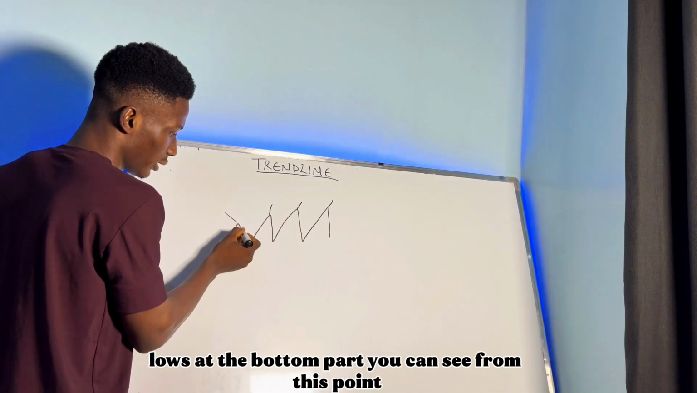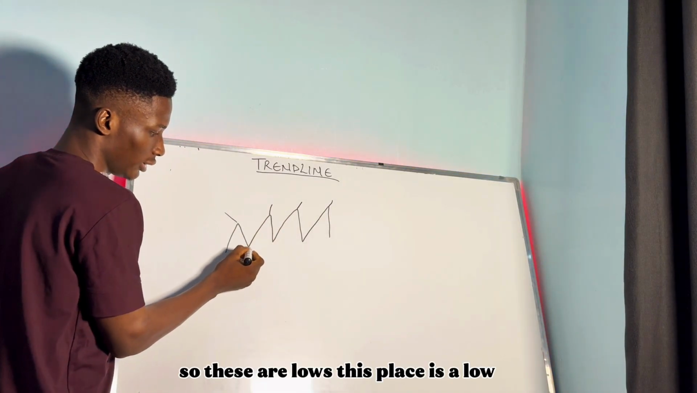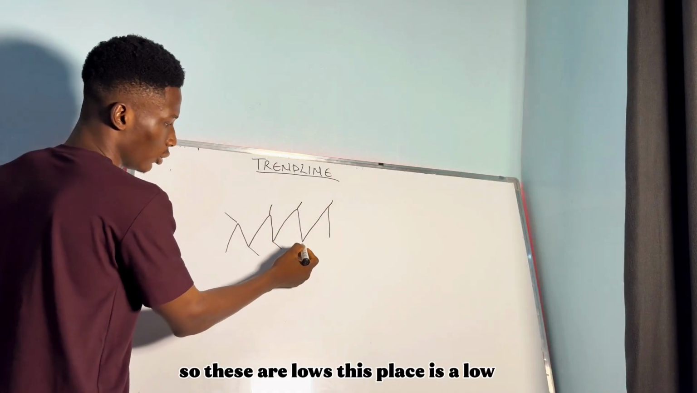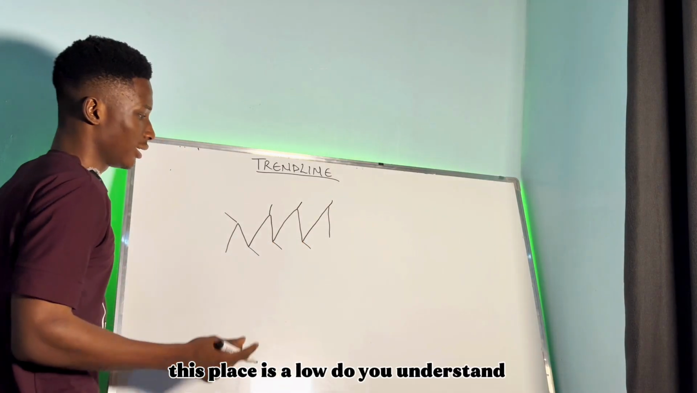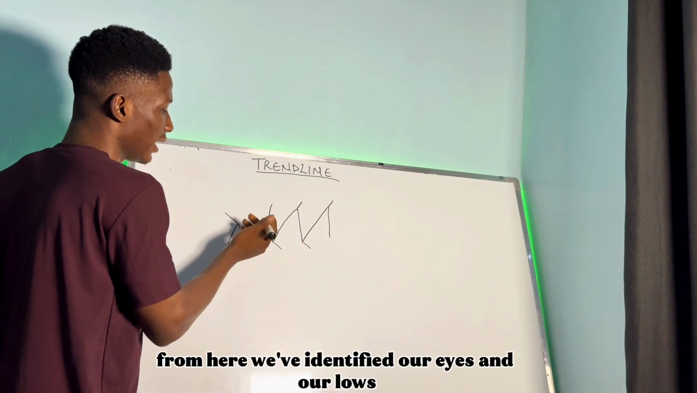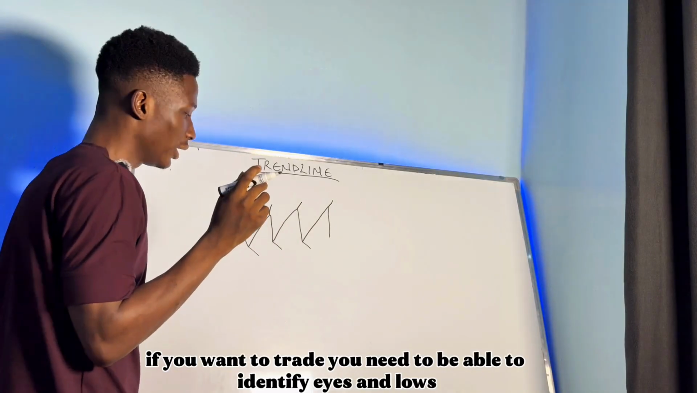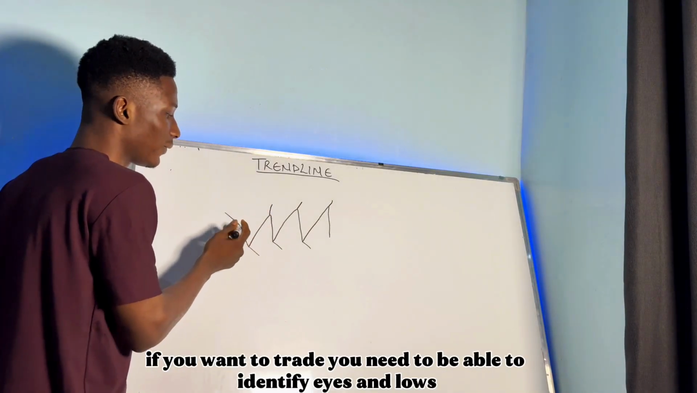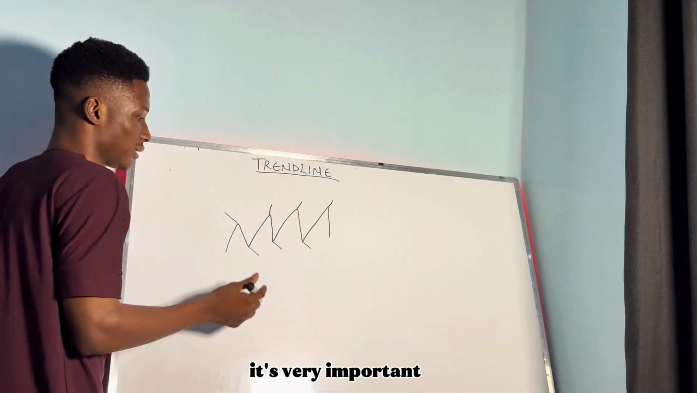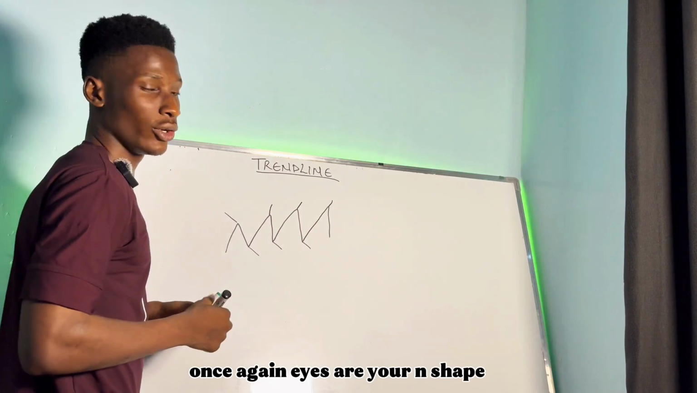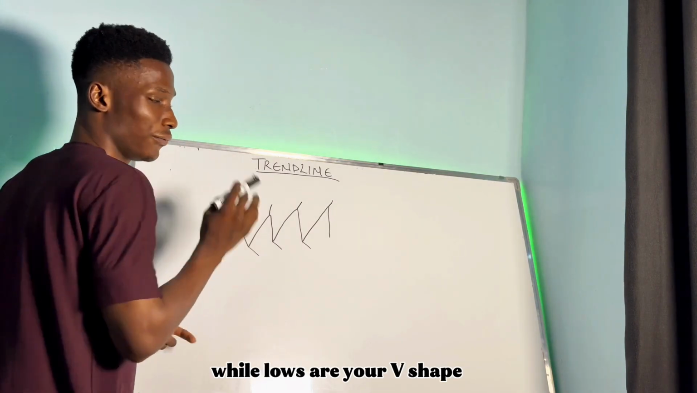You can see from this point, this looks like a V shape, right? So these are lows. This place is a low. This place is a low. Do you understand? From here, we've identified our highs and our lows. If you want to trade, you need to be able to identify highs and lows. It's very important. Once again, highs are your N shape, while lows are your V shape.